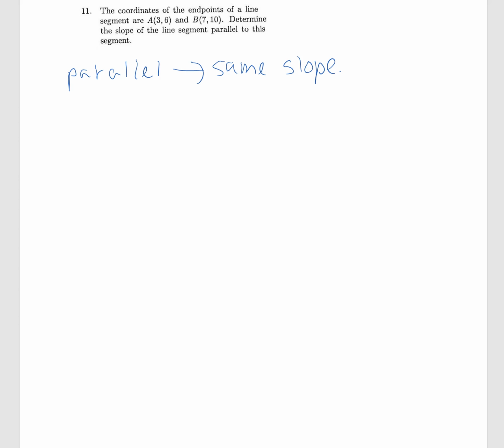So let's look at the points we've been given. We have A at x equals 3 and y equals 6, and point B at x equals 7, y equals 10. So I'm just going to assign these 2 points x and y values. So I'm going to say this is x1 and this is y1. This is x2 and y2. And so let's find the slope of this line segment.